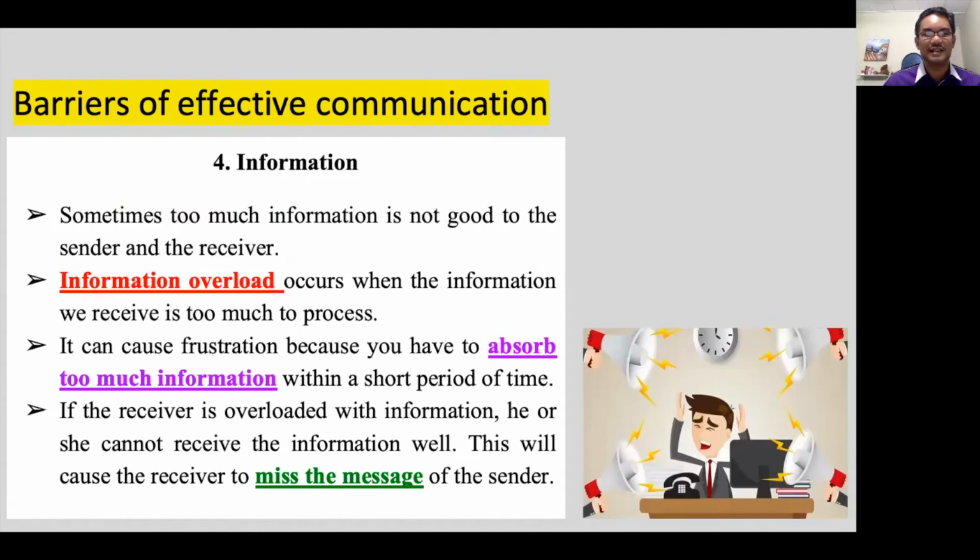Information, maklumat. Sometimes too much information is not good to the sender and the receiver. Information overload occurs when the information we receive is too much to process. Kita terima banyak sangat ni, contohnya bagi list benda nak kena buatkan, tambah kedua ketiga sampai ke 10 dah tak ingat dah apa benda pun. It can cause frustration because you have to absorb too much information within a short period of time. If the receiver is overloaded with information, he or she cannot receive the information well. This will cause the receiver to miss the message of the sender. Jangan bagi maklumat banyak sangat.